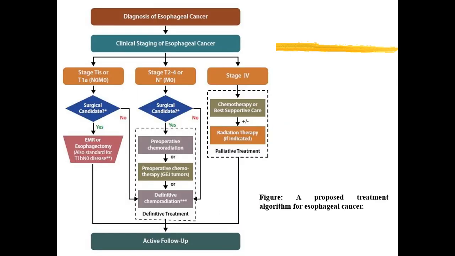So this is again a big chart. You can go through this chart. First you have to diagnose the cancer, then you have to stage the cancer, and then according to the stage, whether it is stage T1 or so, it means early stage or late stage.